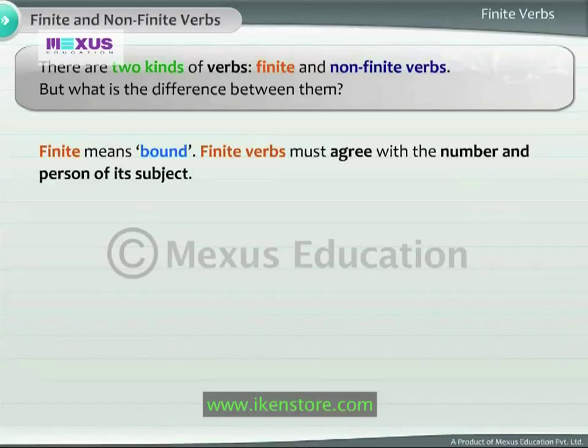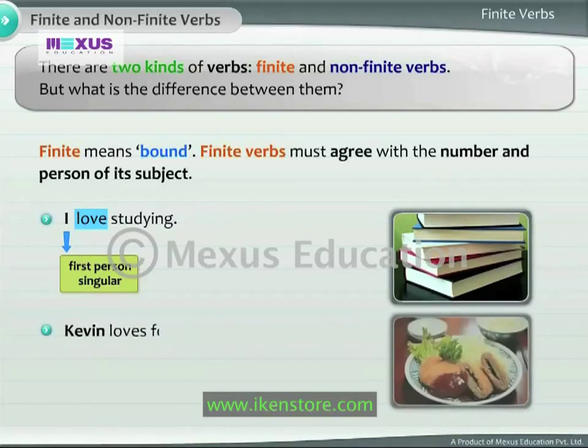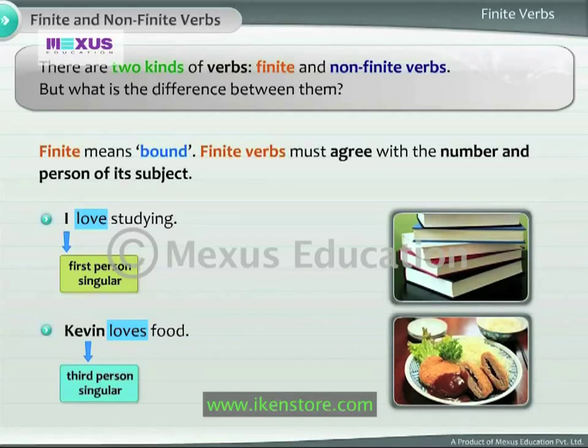Let us read the following examples. I love studying. In this sentence, the finite verb love agrees with the subject I. I is the first person singular. Now look at this sentence. Kevin loves food. The finite verb loves in this sentence agrees with the subject Kevin. Kevin is the third person singular. So we can see that the finite verb agrees with the subject completely.